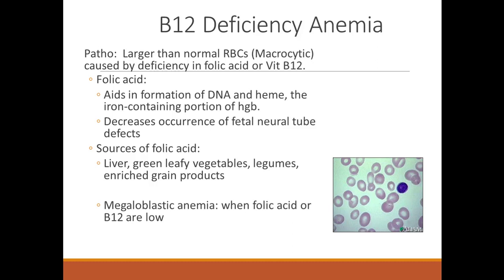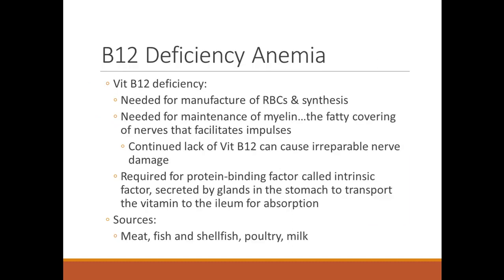Sometimes these people are taking in enough folic acid or vitamin B12, but it's not being absorbed in the body like it should be. So maybe they've got some sort of GI issue going on. B12 is needed for making red blood cells. Another name for B12 anemia is pernicious anemia. We'll get into that in the next slide. But B12 is also needed to keep that myelin.